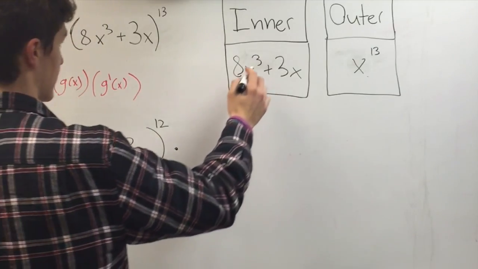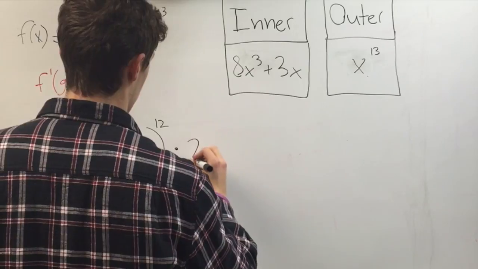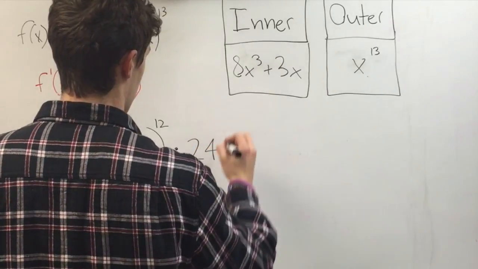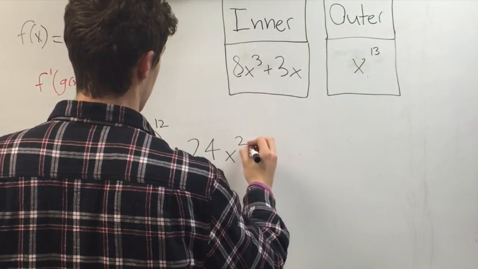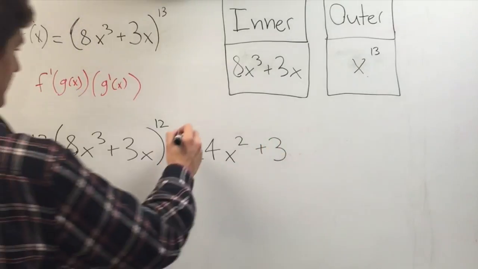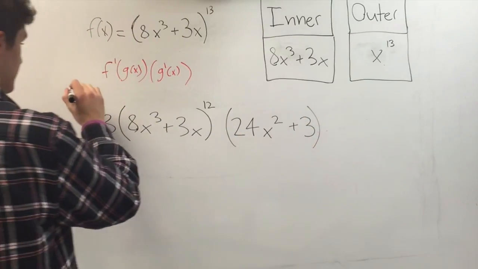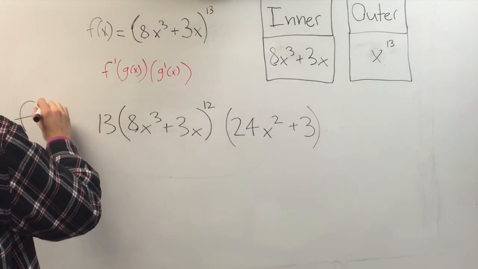So we take the derivative of 8x cubed, bring the 3 down, 3 times 8 is 24, x squared, and then this is simply plus 3. And add the parentheses, and this is your final answer.